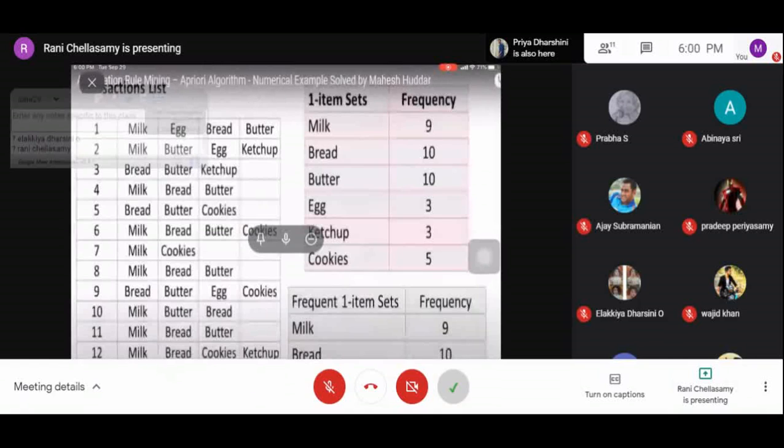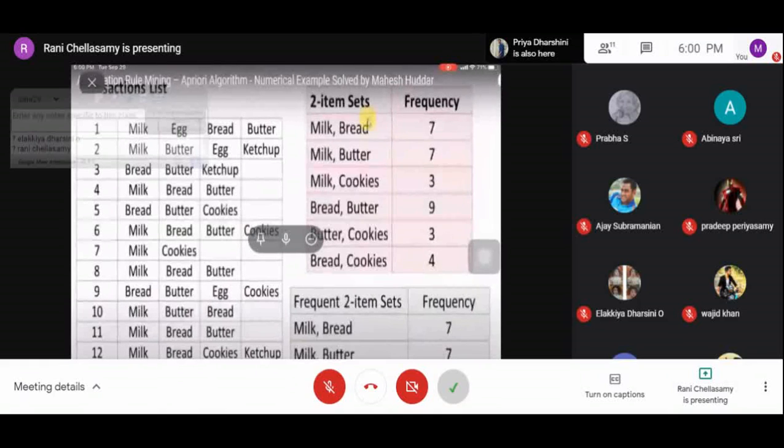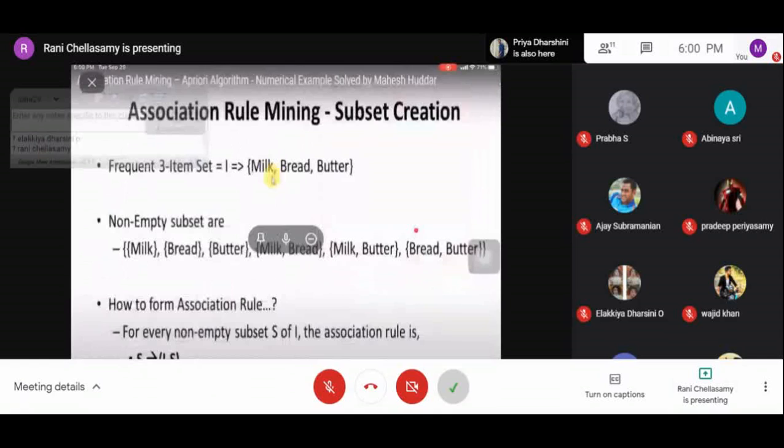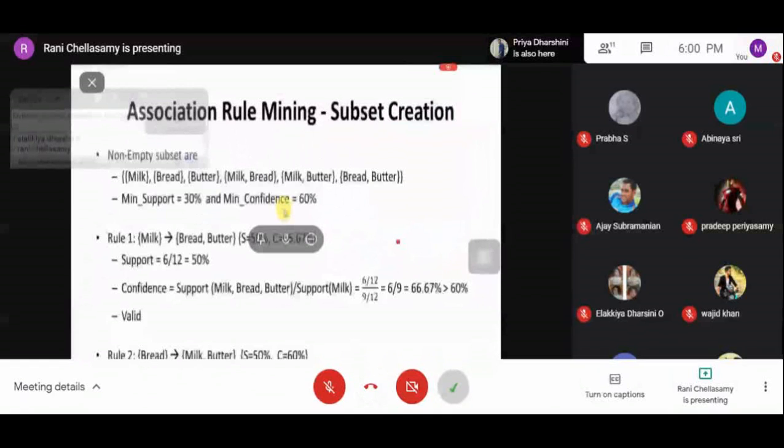The same concept is depicted here. Whatever we have seen in the above example, the next example is depicted here.